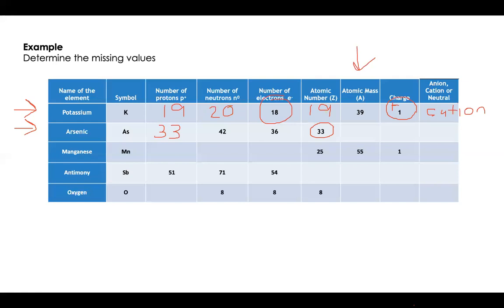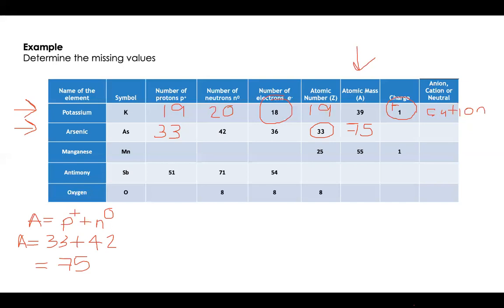Atomic mass, which is the A, it's equal to the number of particles that we have in the nucleus, which is protons plus neutrons. Okay, so in this case, protons is 33 plus neutrons, which is 42. This gives me a 75. Okay, so in here, we are going to be writing 75.